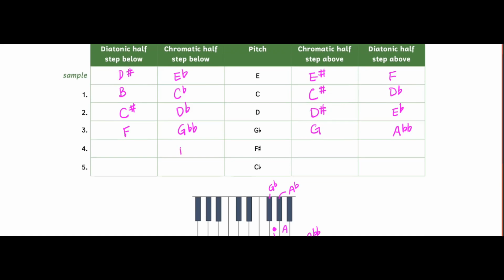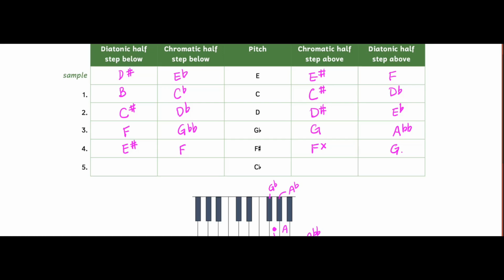Number 4, this can be F something, this can be F something. So a chromatic half step below F sharp is just F. Now if you put natural here, that's okay. A chromatic half step above F sharp is F double sharp. This is going to be E something, and this is going to be G something. So a diatonic half step below F sharp is E sharp. And a diatonic half step above F sharp is simply G.